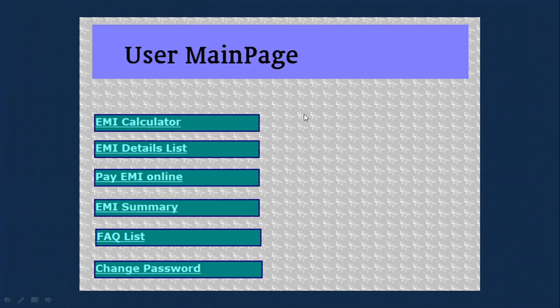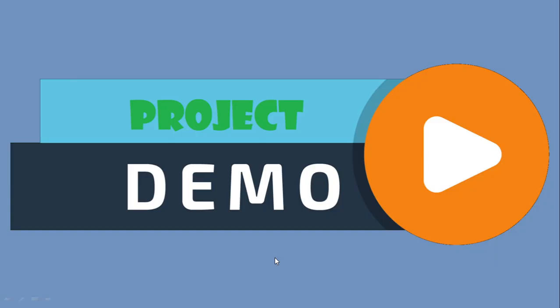Same way, user can log in here. They can see EMI details and pay EMI online, so they can pay the money online. EMI summary will give an idea like what is the total EMIs and how many paid, how many balance, that we can get it here. FAQ list and the change password. So this is the option provided for the customer.